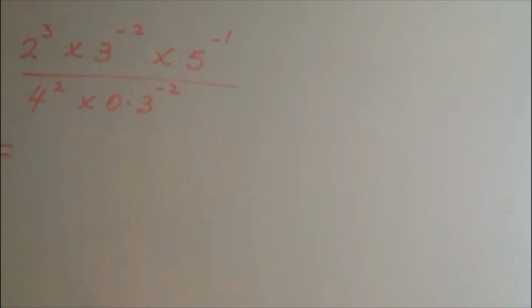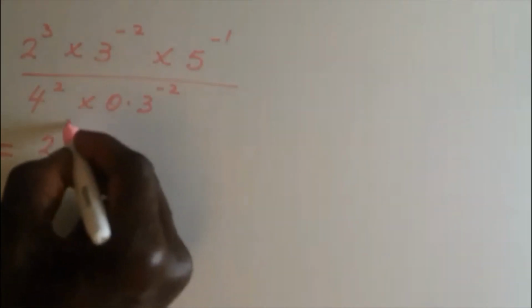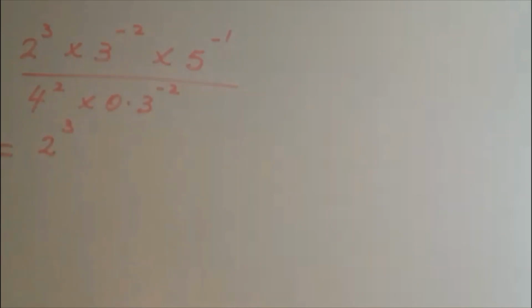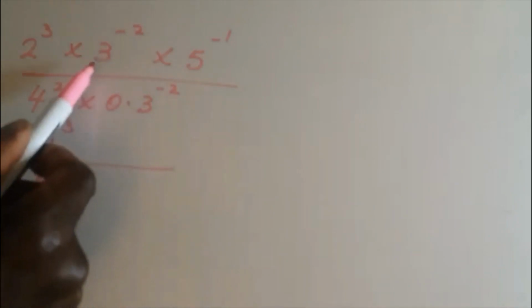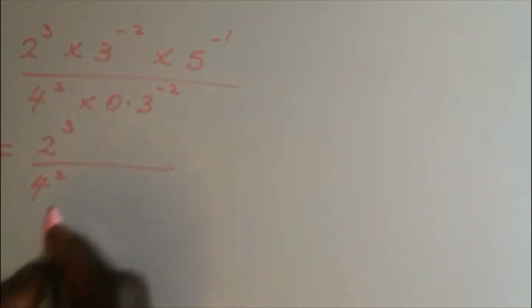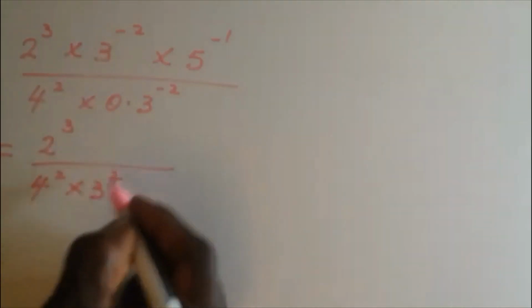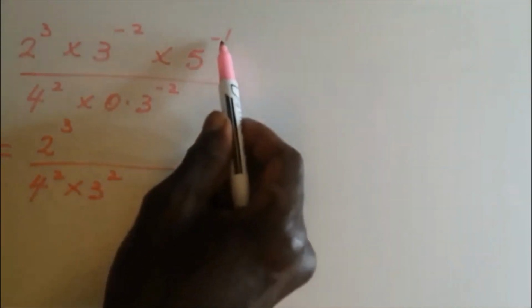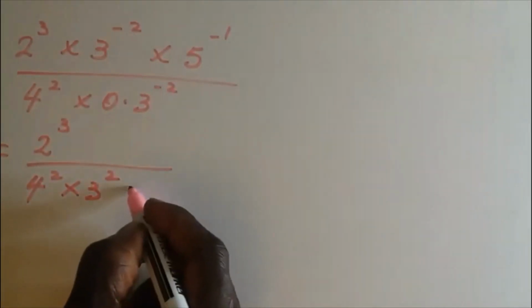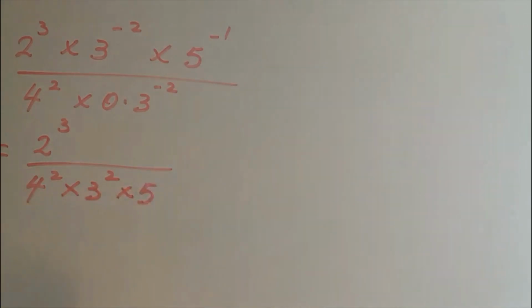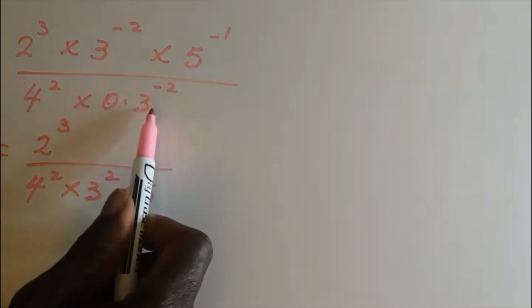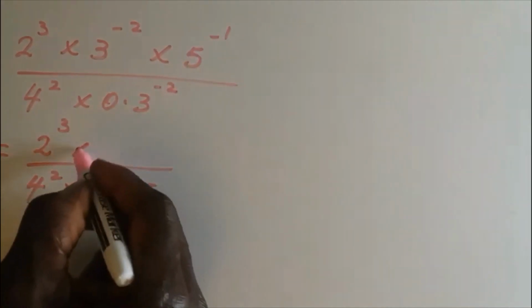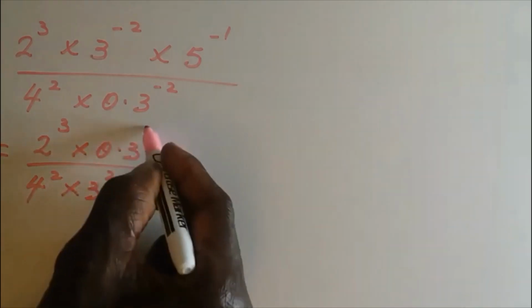We'll try and keep everything positive, so we'll have the 2 to the 3rd power there. And in the denominator, we'll still have 4 squared, but we'll move the 3 raised to the negative 2 in the denominator, and that becomes 3 squared. And also the 5 raised to negative 1, that becomes just 5. And instead of having this as a negative, with a negative index in the denominator, we'll move this to the numerator, and it becomes 0.3 squared.